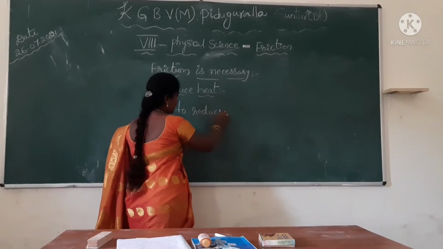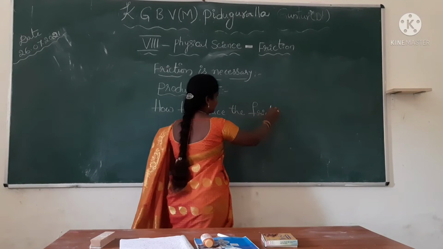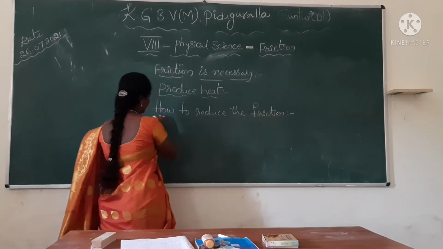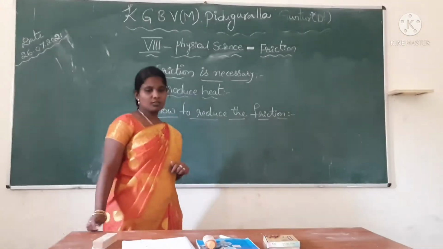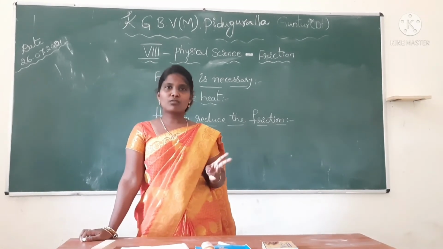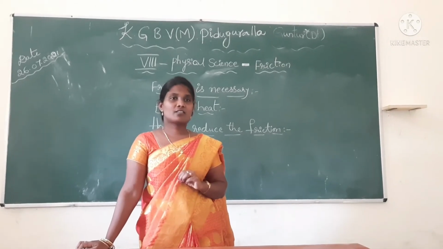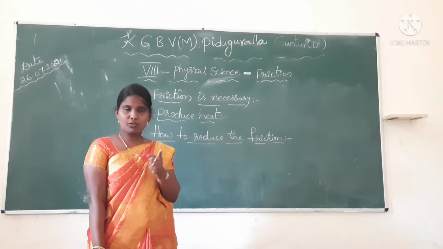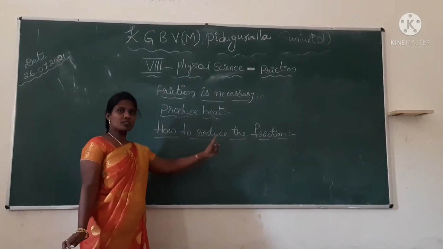How to reduce friction. There are three ways to reduce friction. The first one is a soft surface. All of you note it down in your notebook. Okay? How to reduce friction?